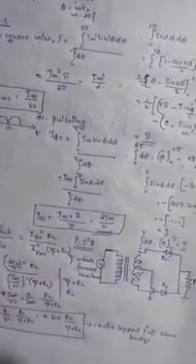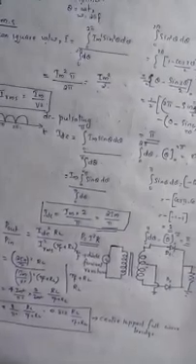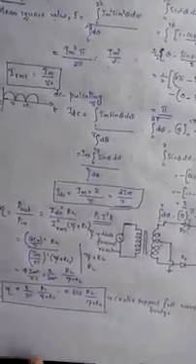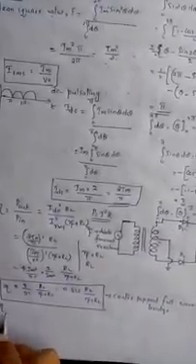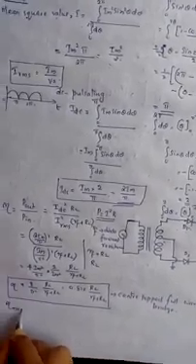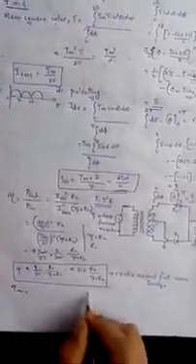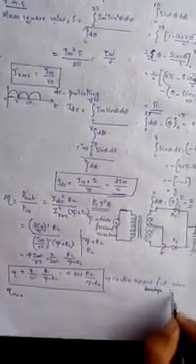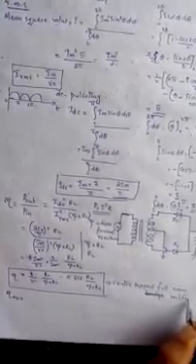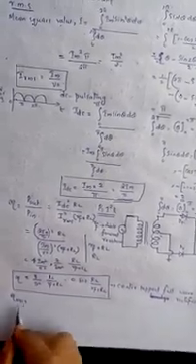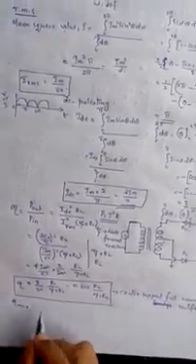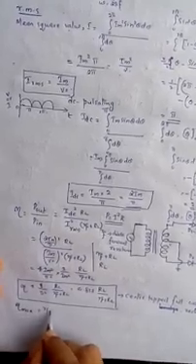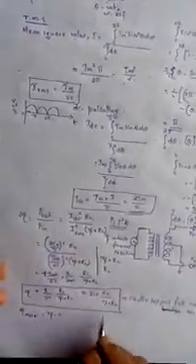Now the maximum value of efficiency is obtained when this RF is equal to 0, in the center tap full wave rectifier, not the bridge rectifier. That is, we are just neglecting the diode resistance.